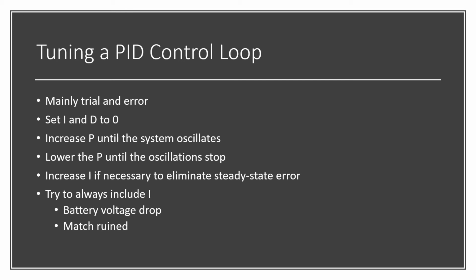Now, when tuning a PID control loop, we always try to include I, especially on really critical mechanisms, because if the robot battery voltage drops and you don't have an I, you'll usually have some sort of a steady state error. And this is bad because then your lift will never really get to that high enough point, or if you're having an autonomous program, your robot will never really follow the right path, and that'll really ruin your match. So always try to include I if you can.